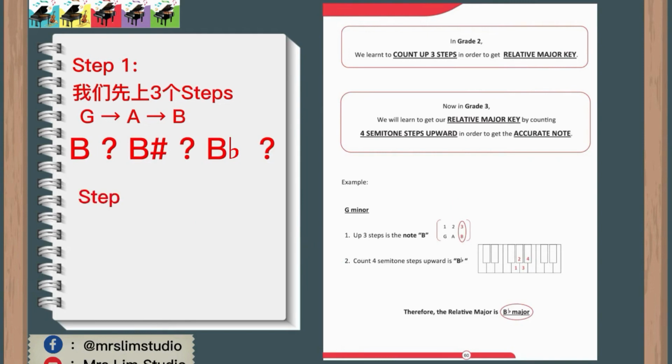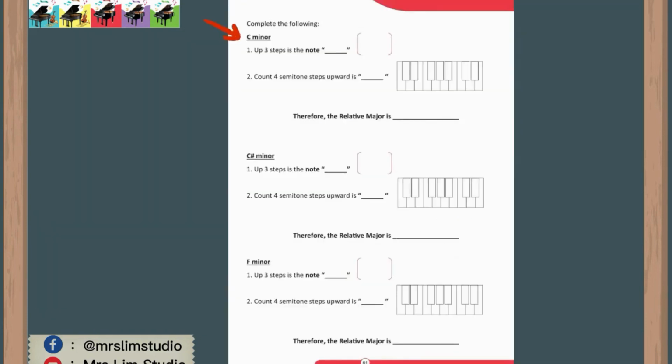In step 2, we count 4 semitone steps up. Look at the keyboard in the book now. Find the G note and count up 1, 2, 3, 4. We arrive at the note B flat. Therefore, the relative major key is B flat major. Now, let's take a look at the second example and apply the same steps.